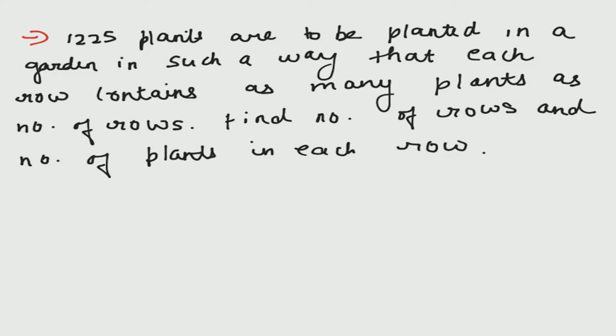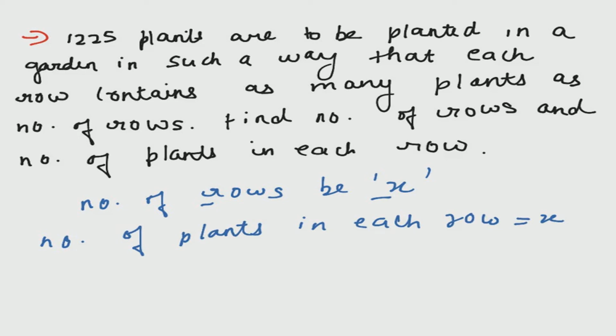Let the number of rows be x, because we don't know how many rows we will need to plant the 1225 plants. So let it be x. According to the question, the number of plants in each row will also be x, because we should have the same number. So if we let the rows be x, then the number of plants will also be x, right?